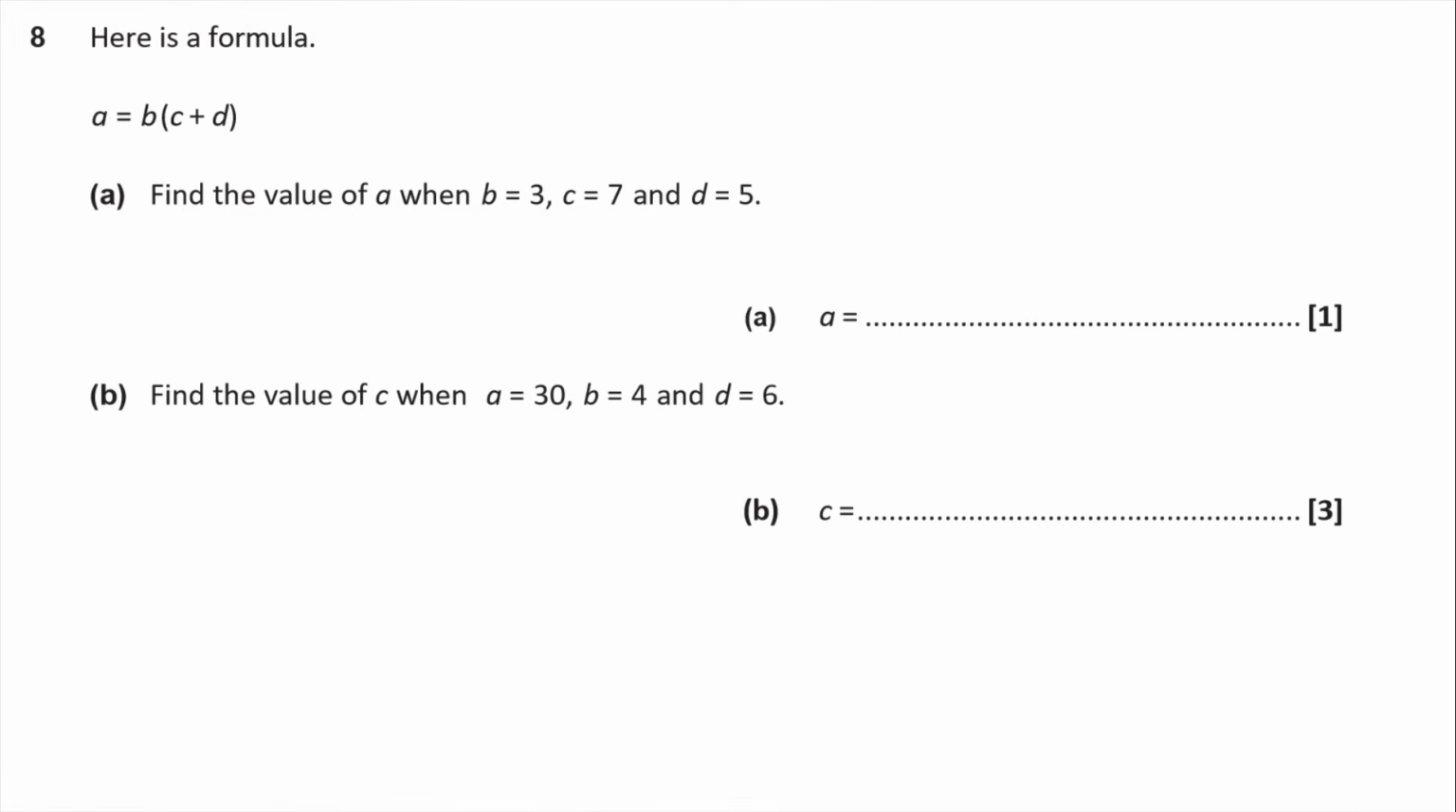Question 8, here is a formula. A equals B lots of C plus D. Find the value of A when B is 3, C is 7, and D is 5. Okay, so we're going to replace the B in there with 3. We're going to replace the C in there with 7. And we're going to replace the D in there with 5. So that's going to give me A is equal to 3 lots of 7 plus 5. Just subbing in for B, C, and D.